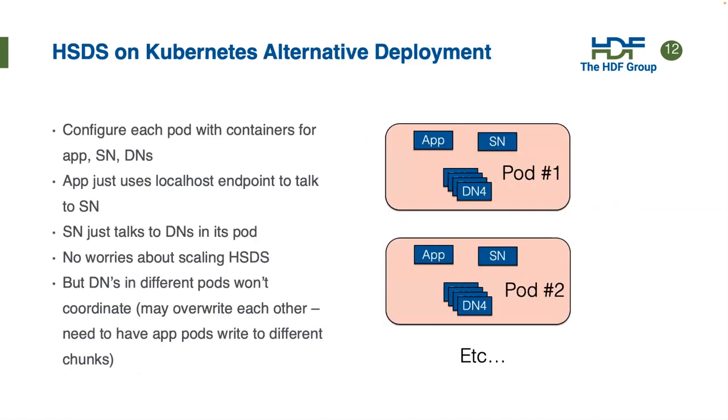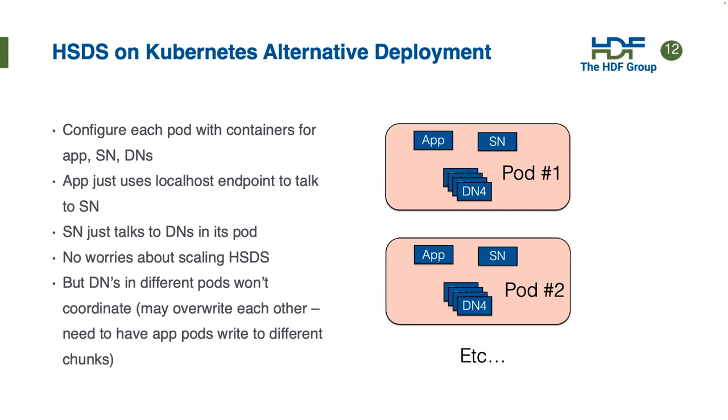There's an alternative way of setting up your pods, where each pod has one SN, some number of DN containers, and an application container. Here the application would be your custom application. When you deploy this pod, the application just needs to talk to this SN container, which will always be on the same machine, and the SN will talk to the DNs, again on the same machine.